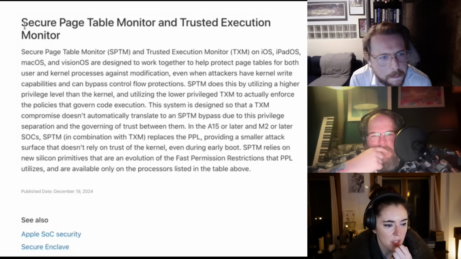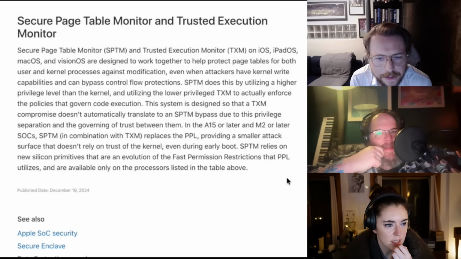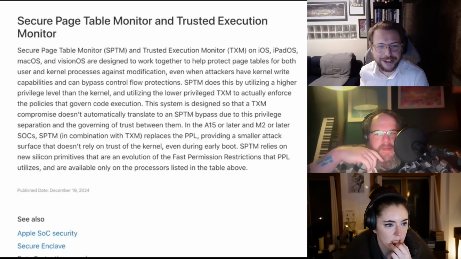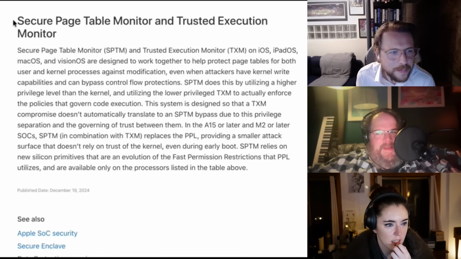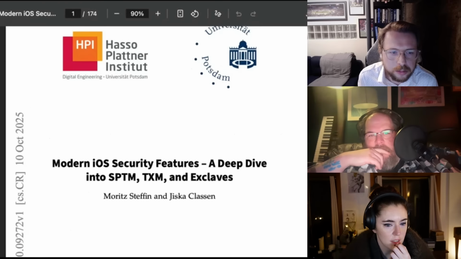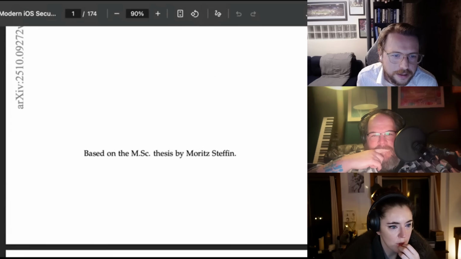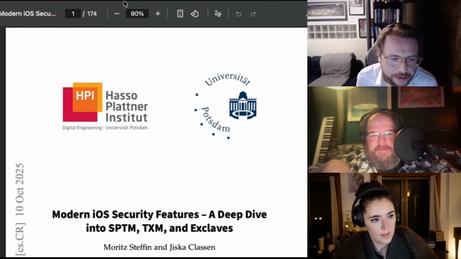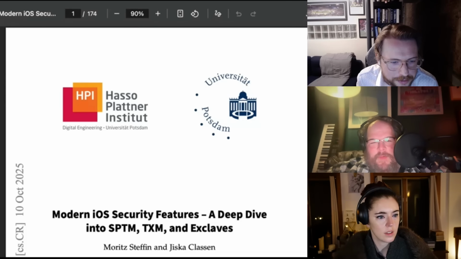Is this all we know about it? No, we know a lot about the secure page table monitor. There's a paper about it that unwinds the whole thing and works out what all the function calls are. This one. Yeah, we'll throw this in the notes. And great job to the authors of this paper.